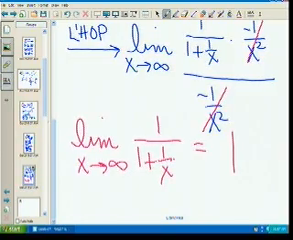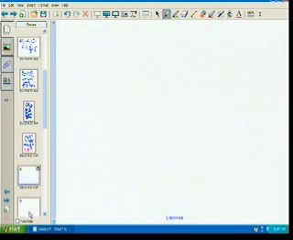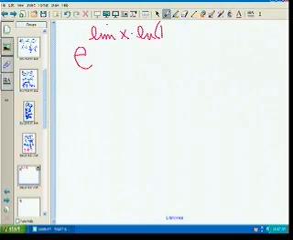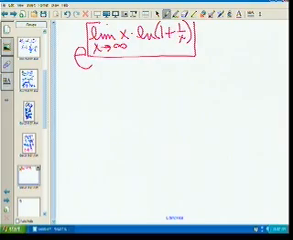Incorrect. e to the 1. Remember, this was the power to which we were raising e. So we go back and pick that up. We had at one point in time e to the limit of x natural log of 1 plus 1 over x as x was approaching infinity. We just found out that this portion was in fact equal to 1.